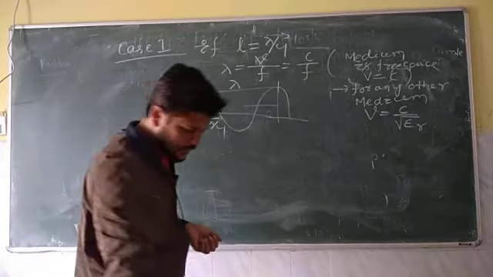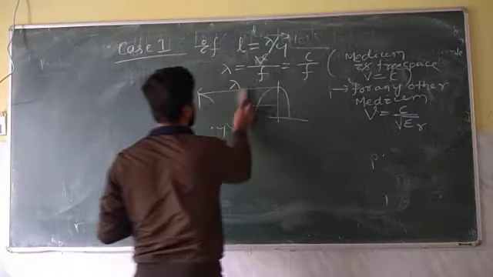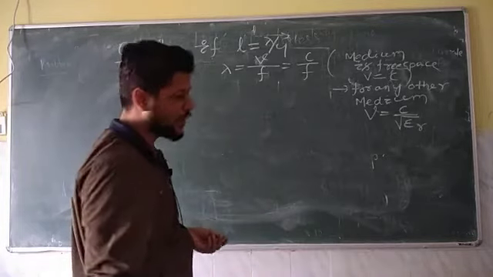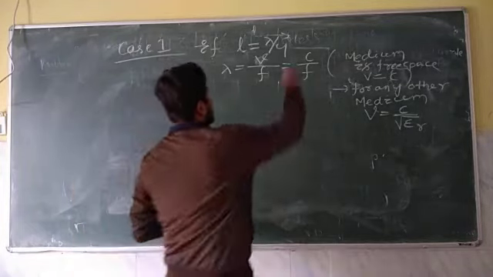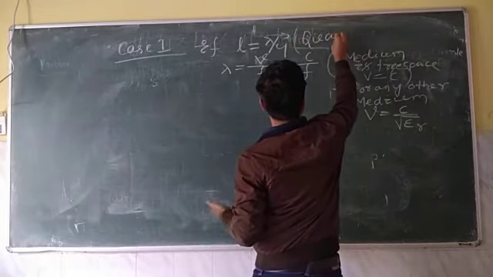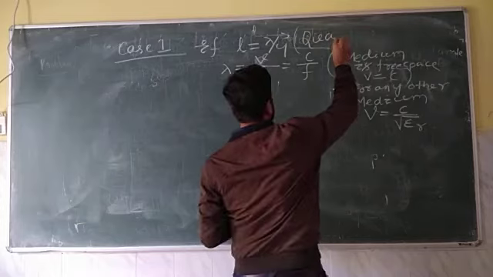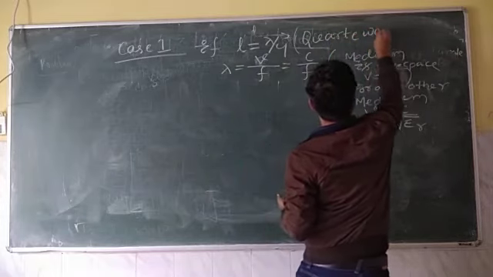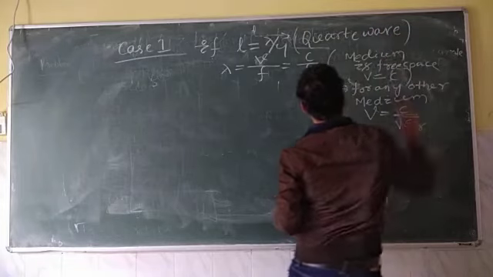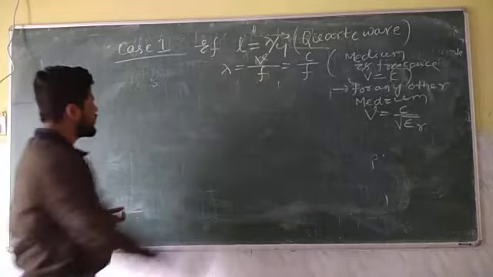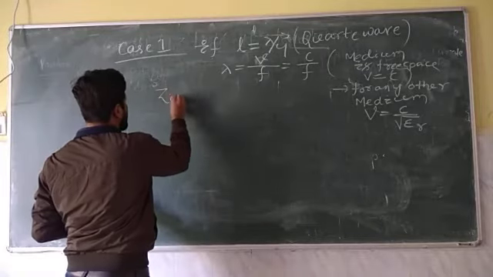When the length of the transmission line is equal to lambda by 4, it is known as a quarter wave transformer. It is one quarter of the wave, as I have already shown you, that's why quarter wavelength. So when L is equal to lambda by 4, in that case what will be the input impedance?